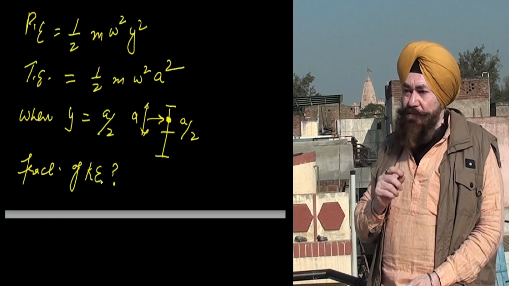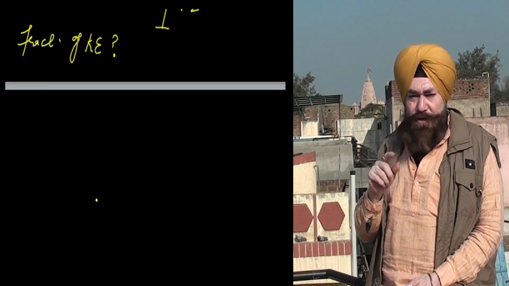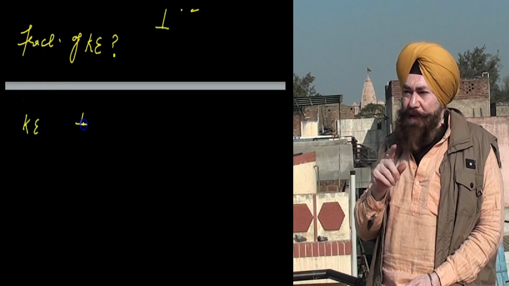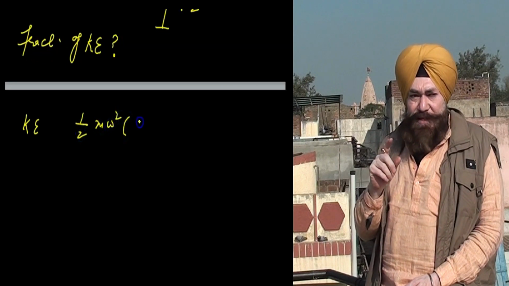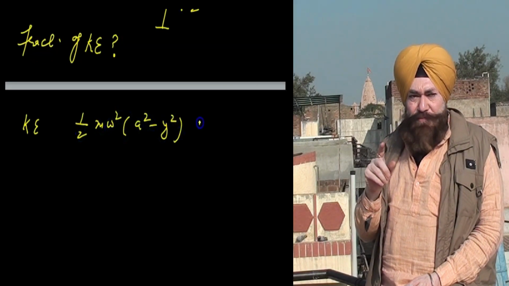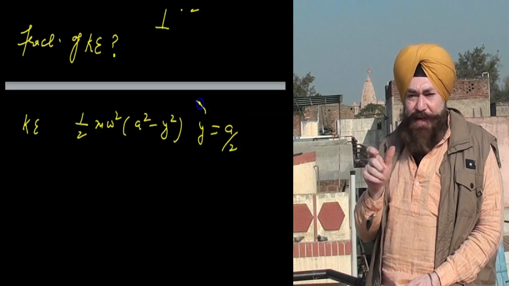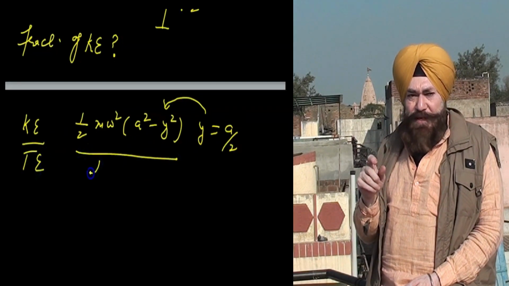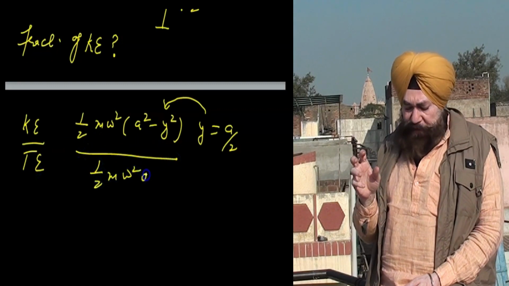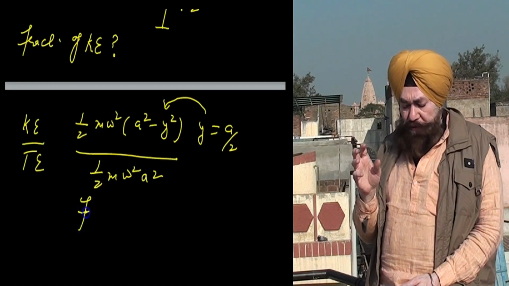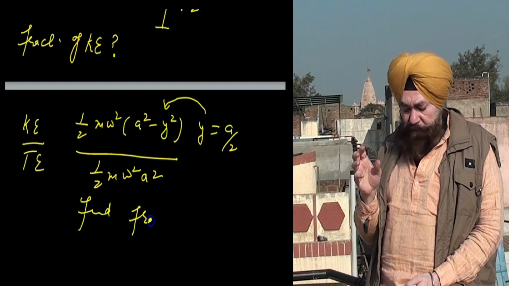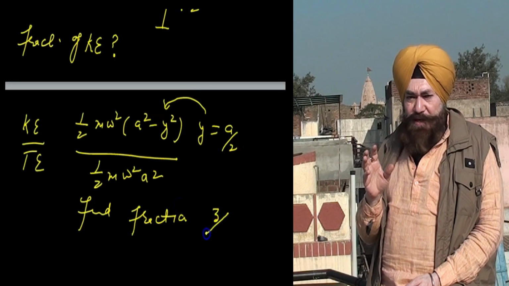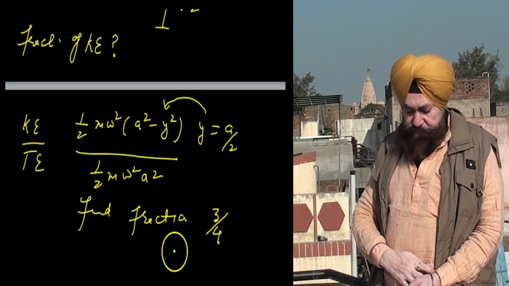Very simple. When it is given y equals a by 2, you simply use that kinetic energy equals half m omega square times a square minus y square. There you put y equals a by 2, and then you divide that kinetic energy by the total energy, which is half m omega square a square. Then you will find that it will be 3/4, I think so.